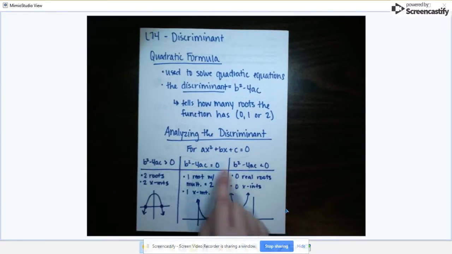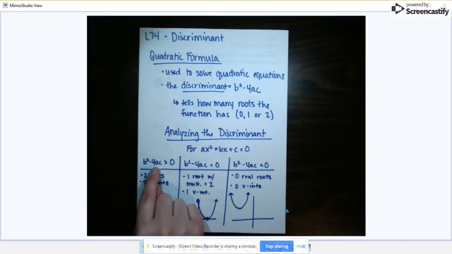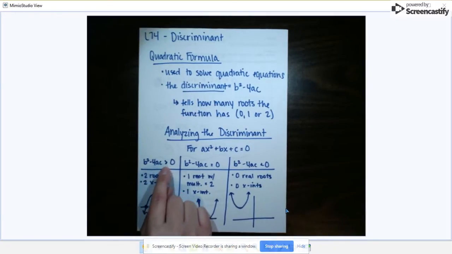And then here are your 3 different scenarios. If your discriminant is greater than 0, that means it's any positive number, you will be guaranteed to have 2 roots. Okay, 2 roots means that you have 2 x-intercepts. So your parabola would look potentially something like this. It's going to cross over the x-axis 2 times. The parabola could also be pointing up as well.